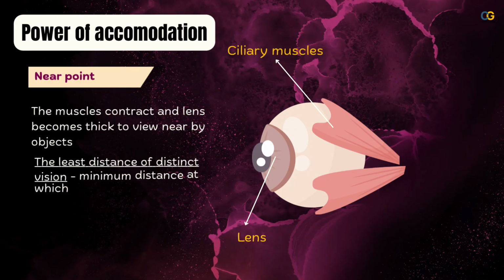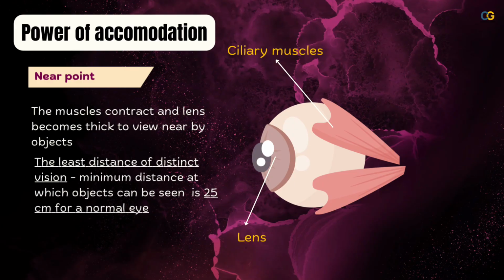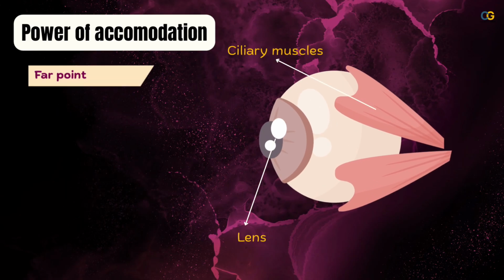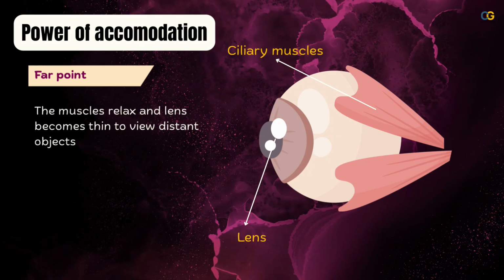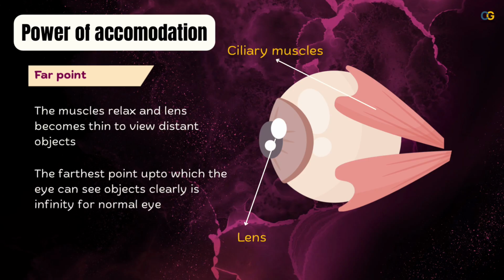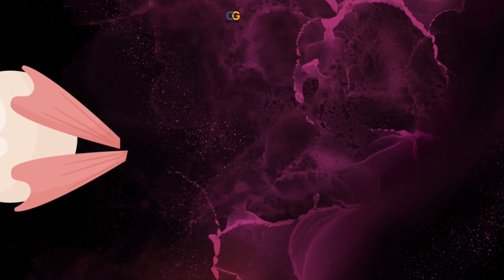The least distance of distinct vision, which is the minimum distance at which we can see an object clearly, is 25 centimeter for a normal eye. This is also called the near point. The ciliary muscles relax and the lens becomes thin to view objects at a distance. The farthest point up to which an eye can see an object is infinity for a normal eye. This is also called far point.